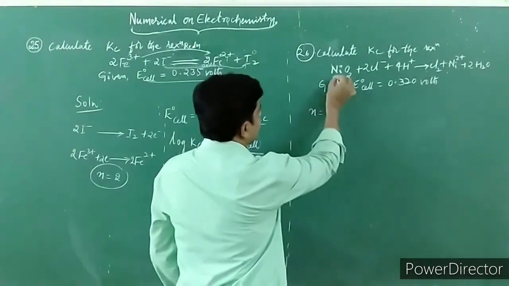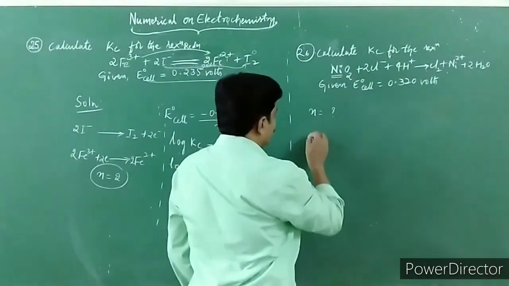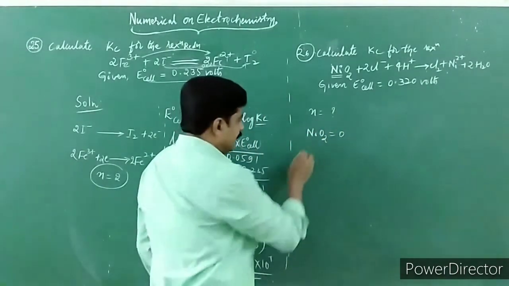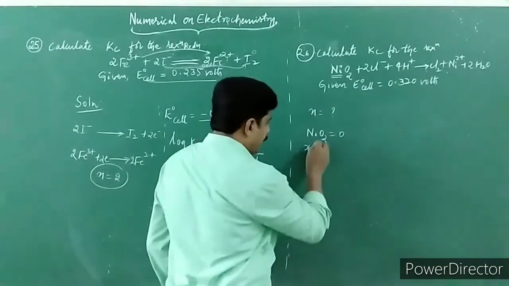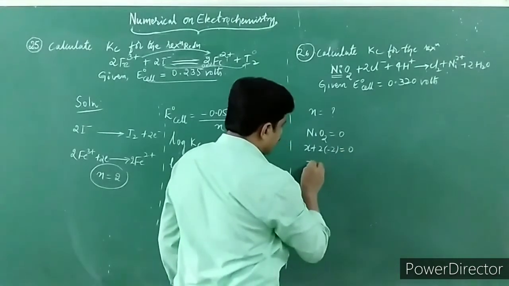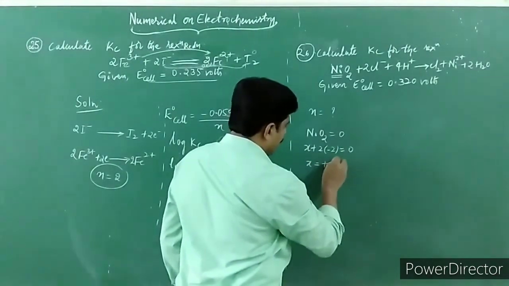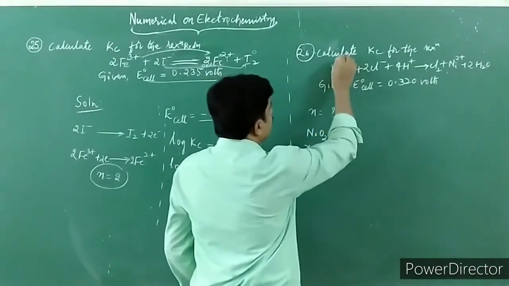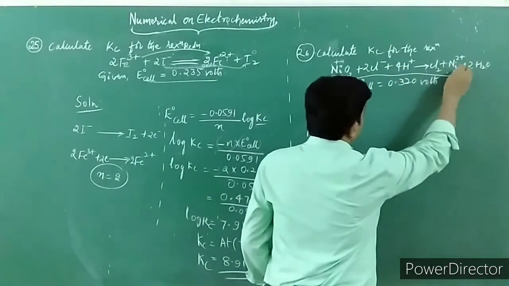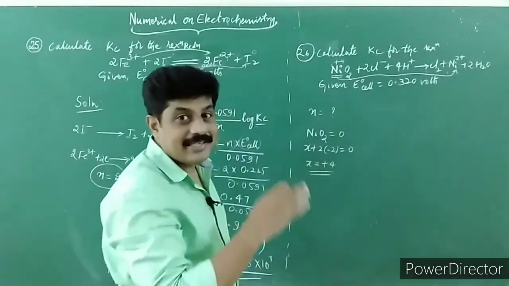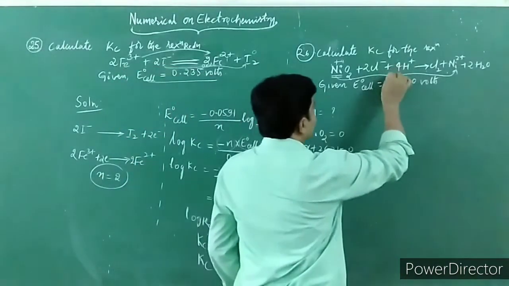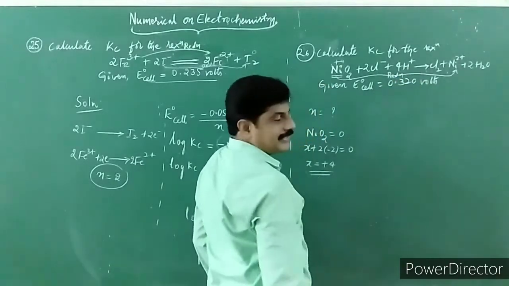Look at here. Nickel NiO2 is equal to 0. Let it be X plus 2 into minus 2 is equal to 0. Now X is equal to how much? X is equal to plus 4. So this is the plus 4 oxidation state. Is it not? It is converted into what? It is converted into plus 2. That means there is decrease in oxidation state, it is called reduction. Is it not?